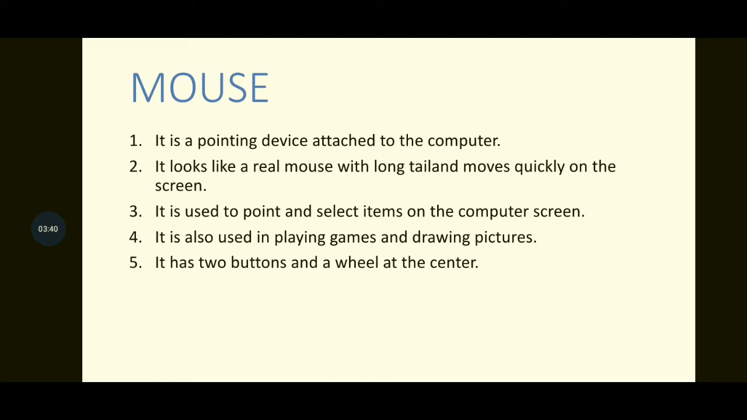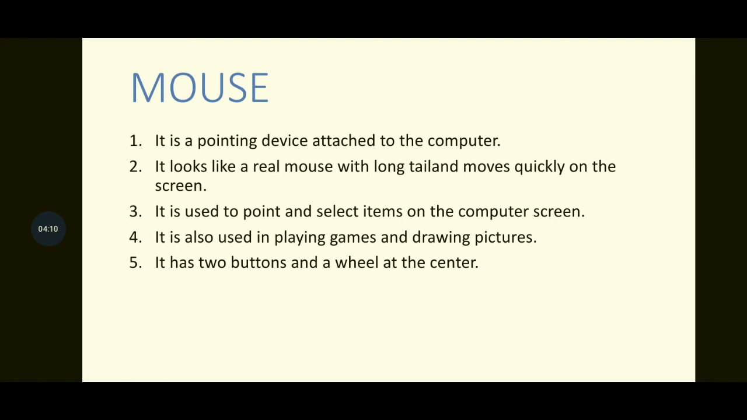It is a pointing device attached to the computer. Using the mouse we can point at anything and select anything. It looks like a real mouse with a long tail and moves quickly on the screen. It is used to point and select items on the computer. It is also used in playing games and drawing pictures. It has two buttons and a wheel at the center. These are all the functions of the mouse.